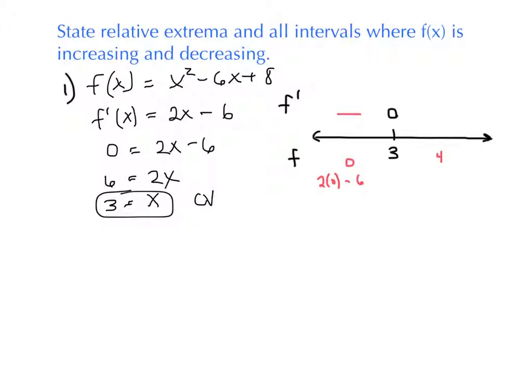So notice I put that with f prime because I plugged it into f prime. All right, now 4, okay, plug that in. I get 2 times 4 is 8 minus 6. That's going to be a positive value. All right, and you don't actually have to do all this writing down here. It's not really necessary. I'm just showing you what I'm doing.